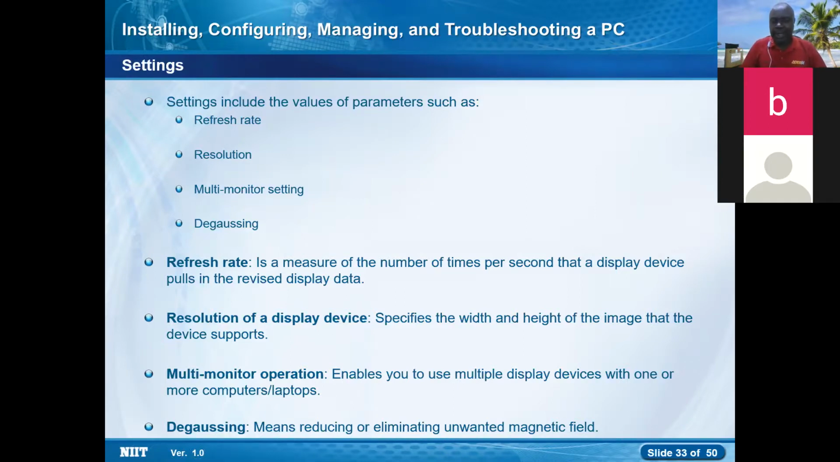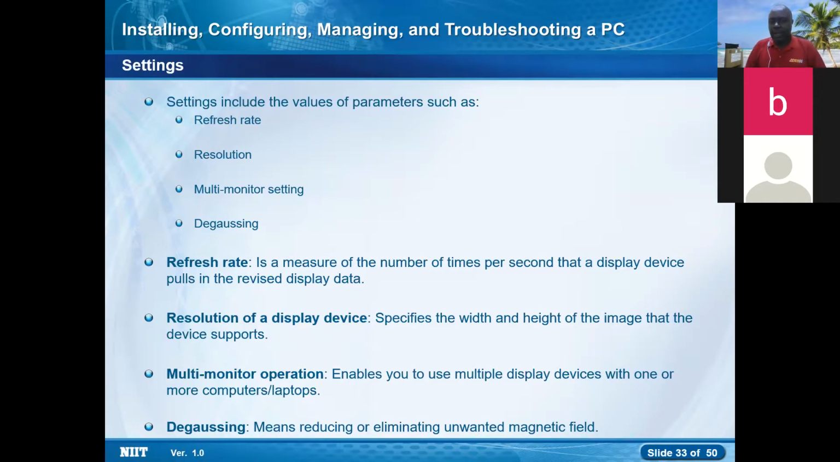But basically, when a monitor is displaying something, it draws the picture in lines from top to bottom. And the number of times that it's going to be changing the display, drawing the display, that is called the refresh rate. This is commonly for CRT monitors. On LCD monitors, you don't have to worry about it.